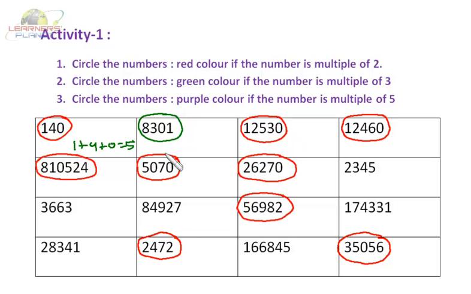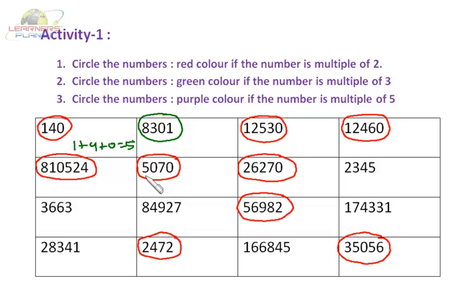Okay. So let's take the next number. Add up all the digits of this number. 8 plus 1, 9. 9 plus 5, 14. 14 plus 2, 16. 16 plus 4, 20. So the sum of the digits is 20, which is not a multiple of 3. That means this number will not be a multiple of 3. Okay. Now let's take the next number.